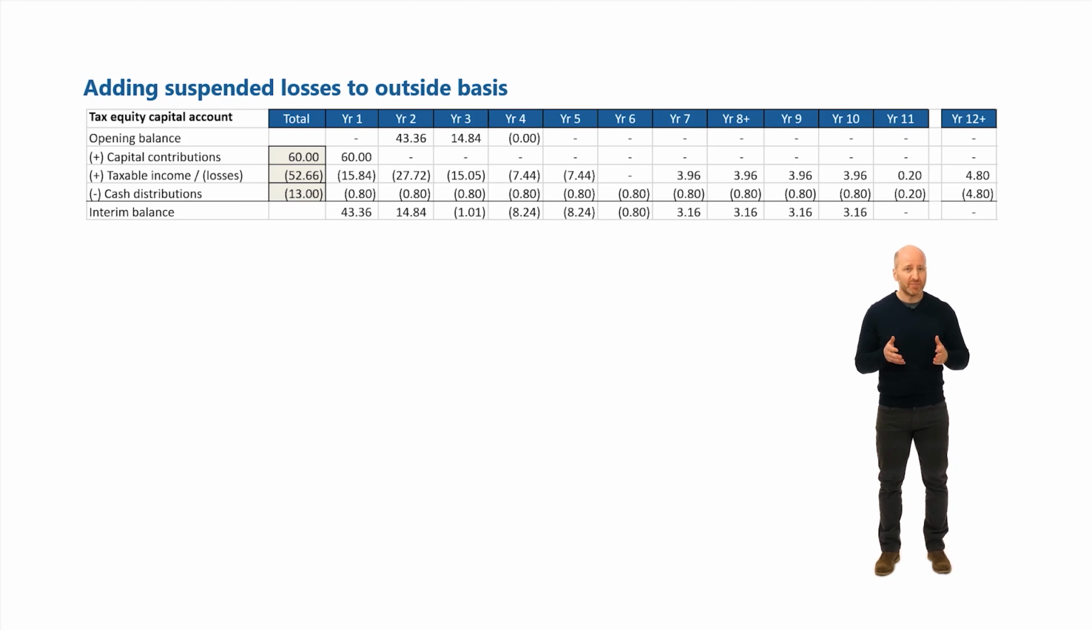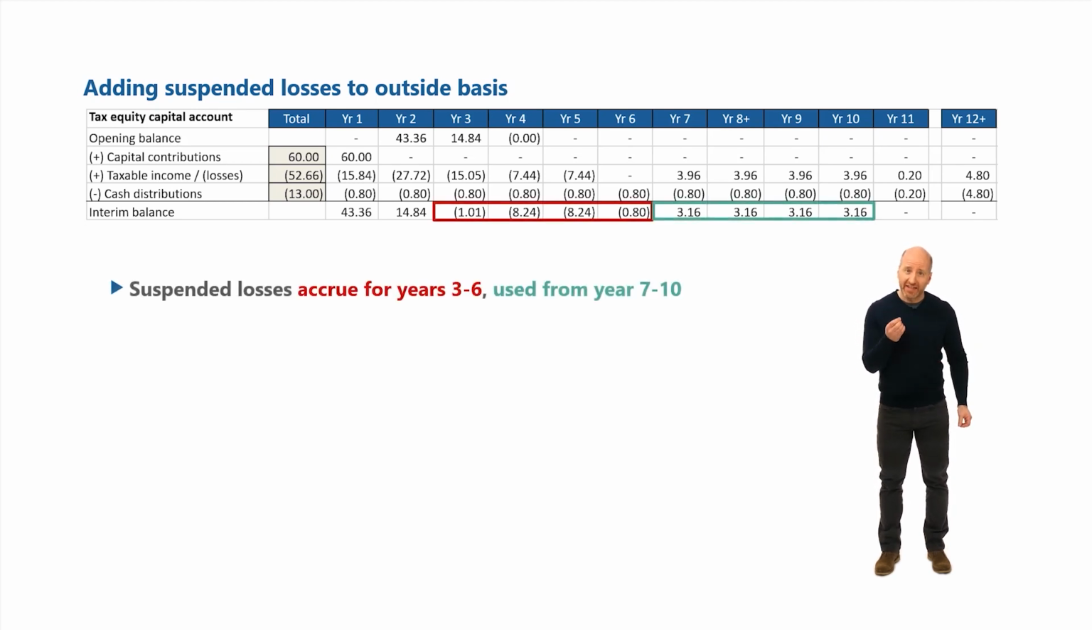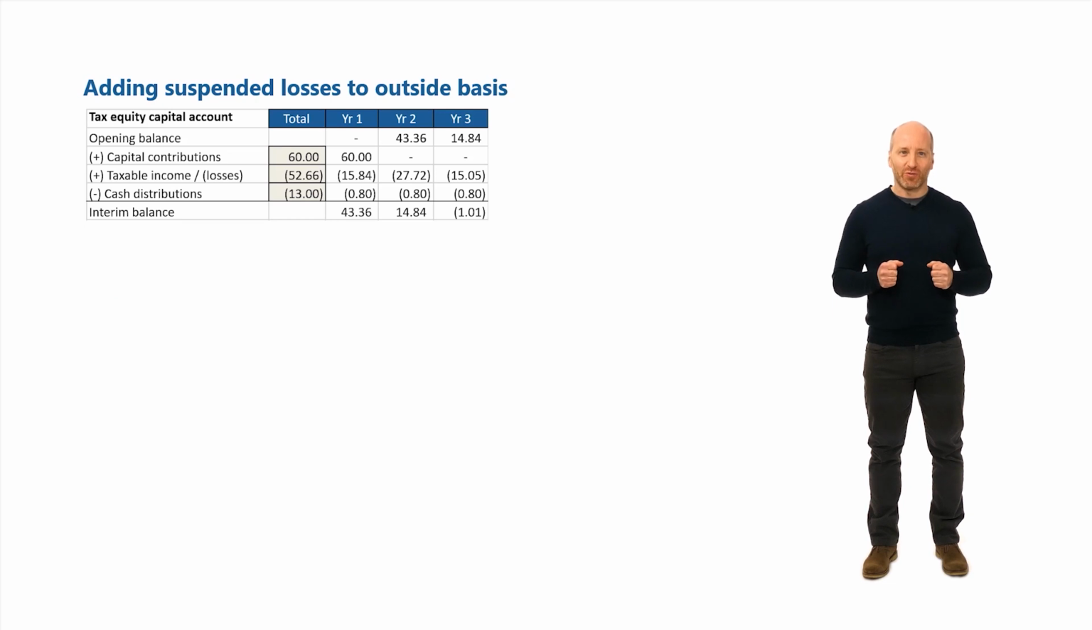So we will suspend or accrue suspended losses to the value of the negative account until we can use them when the account becomes positive from year 7 and onwards. And as David mentioned, this requires an allocation of taxable income without a corresponding distribution of cash. So let's start our calculations in year 3, the first year of our negative balance.